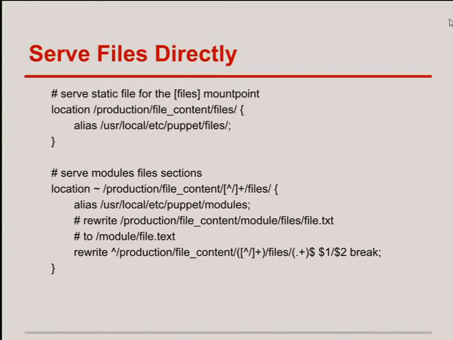And then we have a second one here for modules. Basically, Puppet has modules, and the files for the modules are in a different place. So we have a little regular expression here that sucks out the module name and points it at the module directory with a small rewrite, so that the URL doesn't really match the file layout on the disk. So we have a little rewrite rule that cleans it up. And this way, we can serve the files from our files directory and the files that are in our modules directly without going through Ruby. And that way, we're not blocking our limited number of Ruby instances, and we're not using Ruby to send files when Nginx can just say, hey, send this file, and the kernel does it.